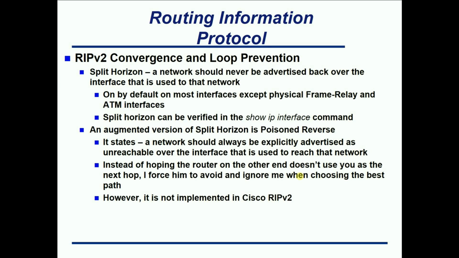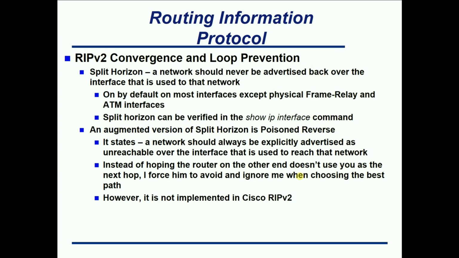Now, I already mentioned split horizon, but a little bit more on it. A network should never be advertised back over the interface that it is used to reach that network. So again, I received a route on this interface, and I'm not going to advertise it back out that interface. There's a couple exceptions, and that's the physical Frame Relay and ATM interfaces. And you can see if split horizon is turned on by using the show ip interface command.